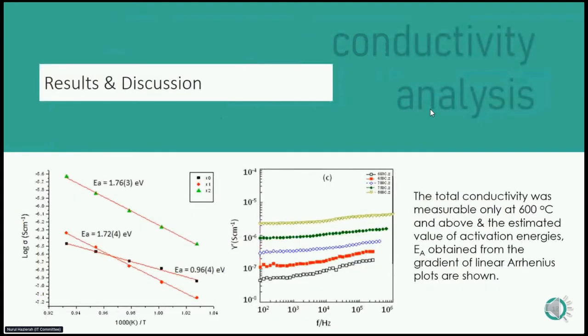For conductivity analysis, this is the result of the activation energy for different compositions. So total conductivity was measurable only at 600 Celsius and above.